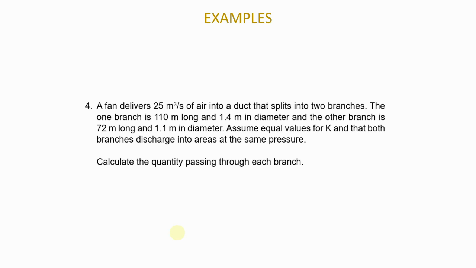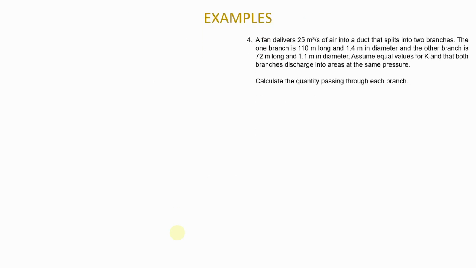So now calculate the quantity passing through each branch. In other words, they want you to find the flow rate through each of the branches: flow rate through the first branch and flow rate through the second branch. That's what they want you to find. So let us go ahead and do this question. It's question 4. The first thing is to pick which kind of equation you're going to use, which format of Atkinson's equation you're going to use.